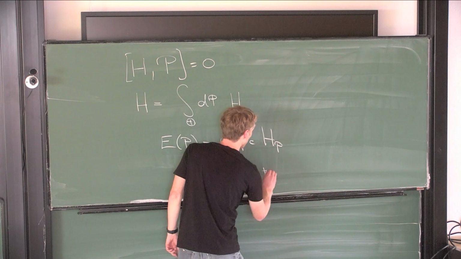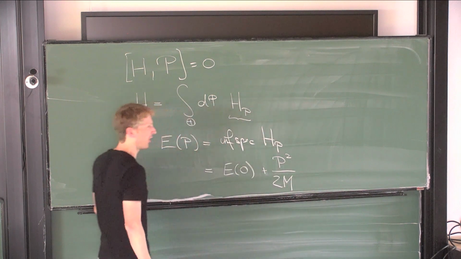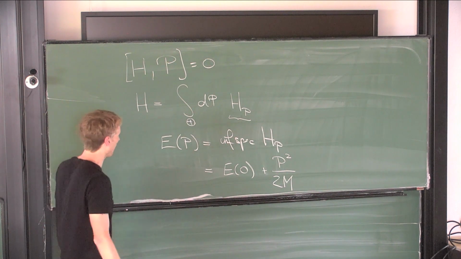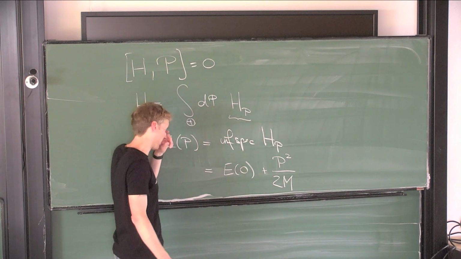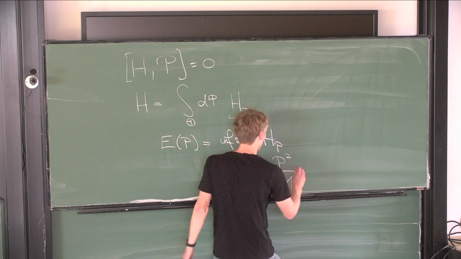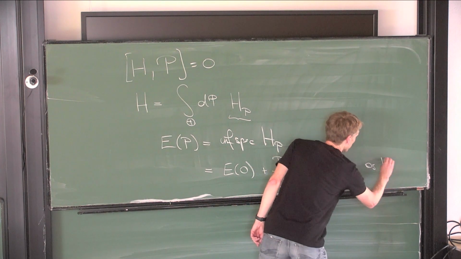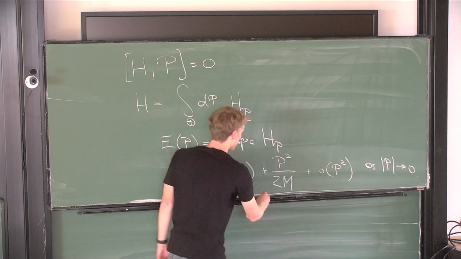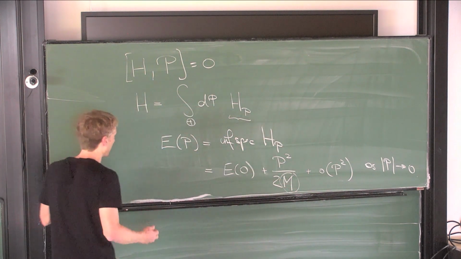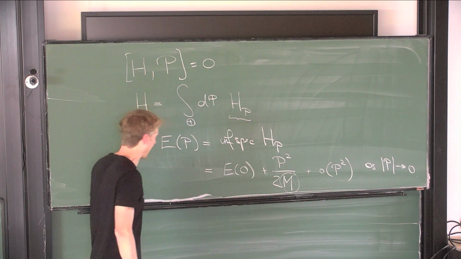But then you expand it for small P, and it will be quadratic, and the coefficient in front you call 1 over twice the mass. You just think that if you had an elementary particle of mass m in non-relativistic quantum or general mechanics, its kinetic energy is P squared over twice the mass. Of course this is never exact, so there will be lower order corrections as P goes to zero. But this is basically the definition of the effective mass. So we say it behaves kinematically like a particle that has a mass m.